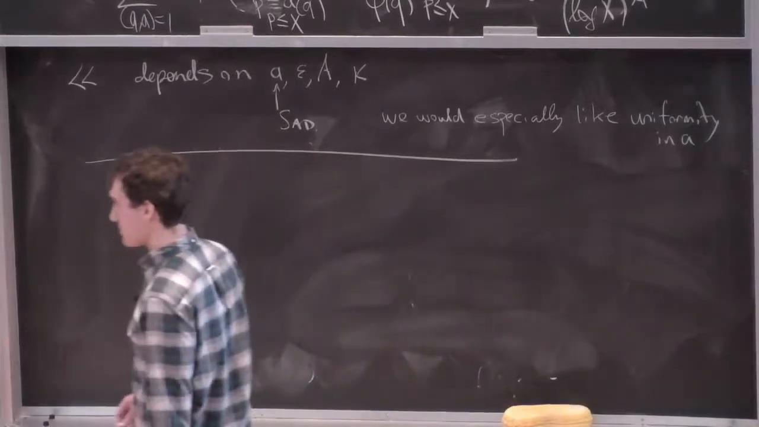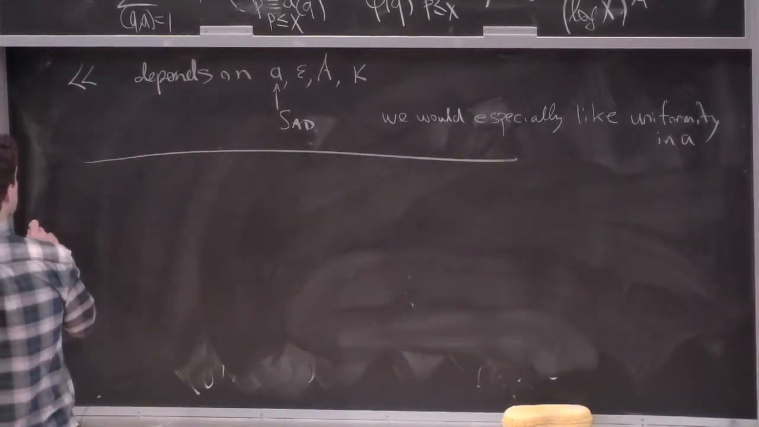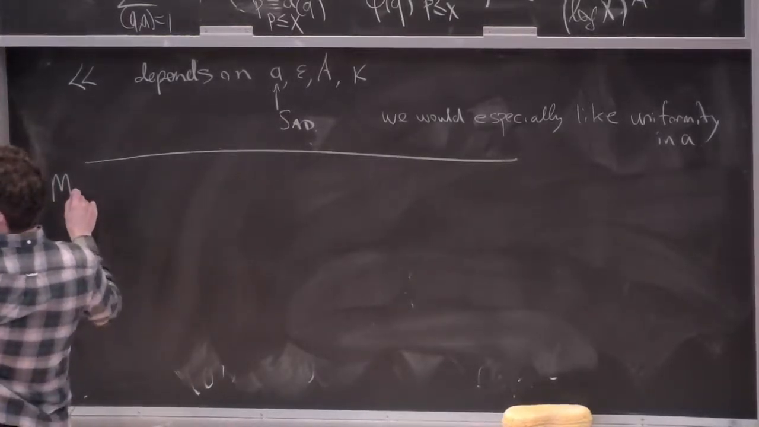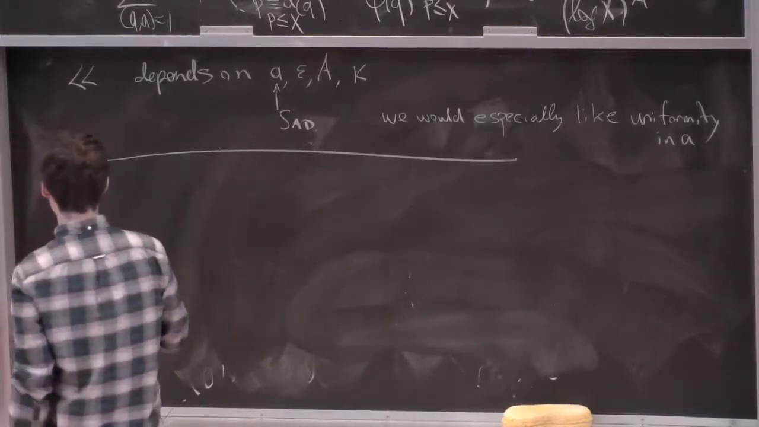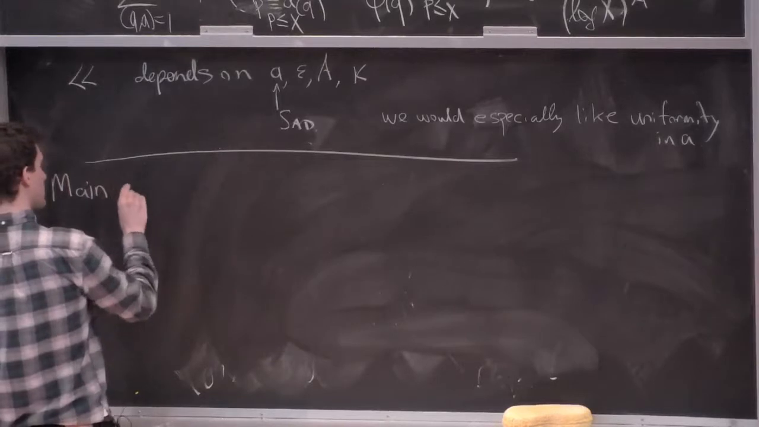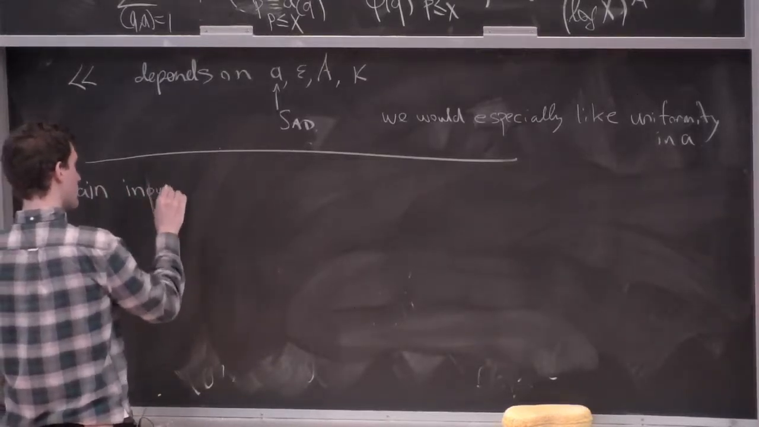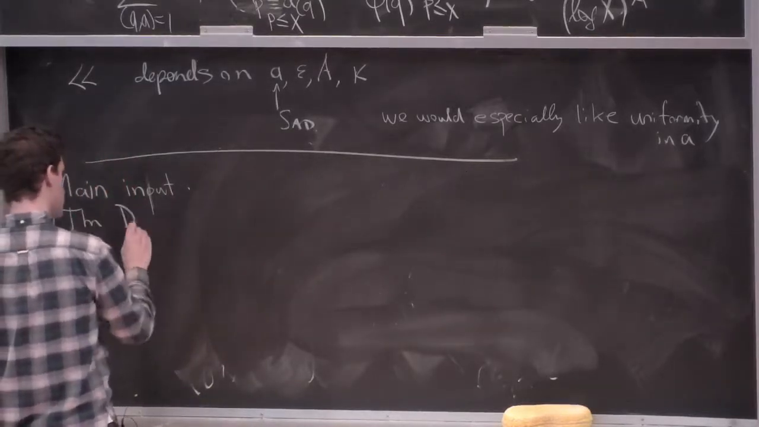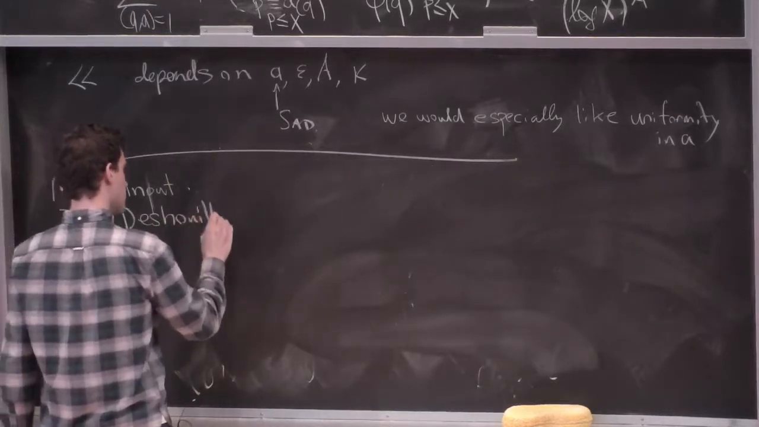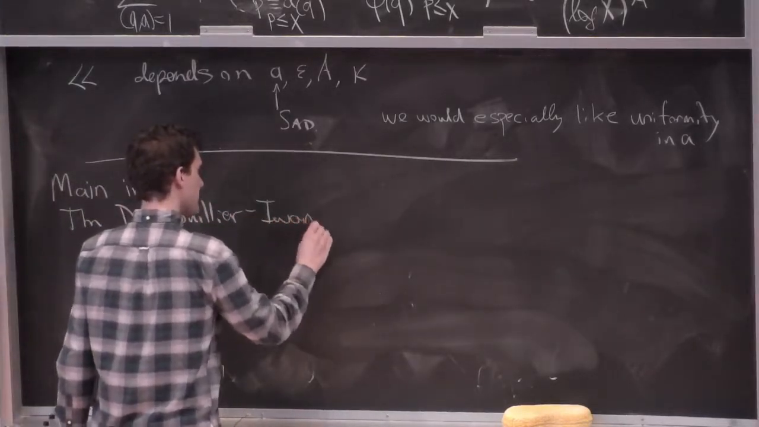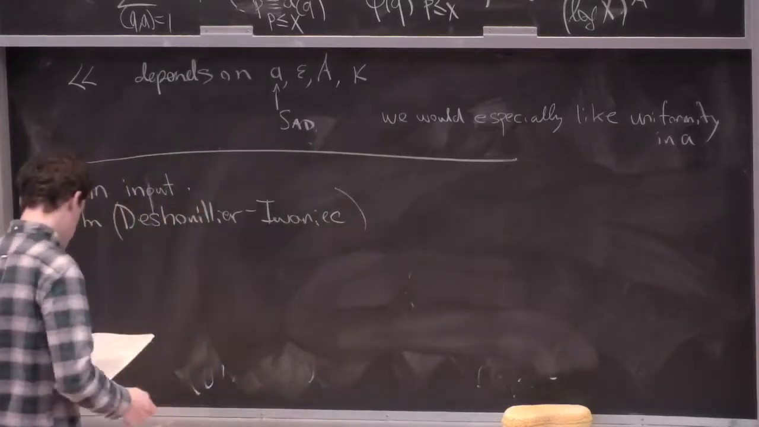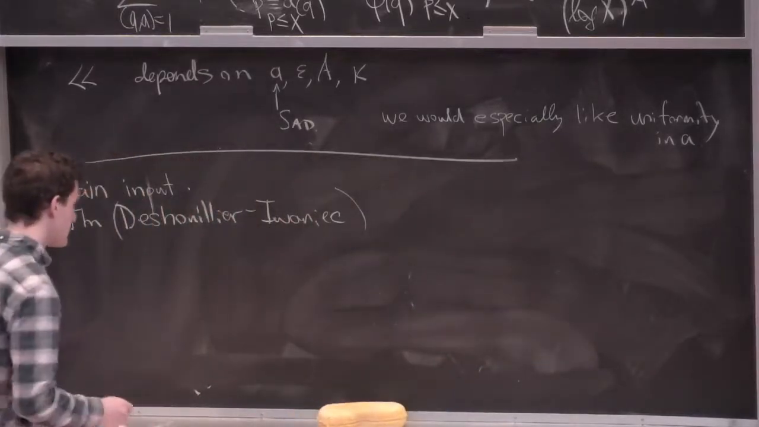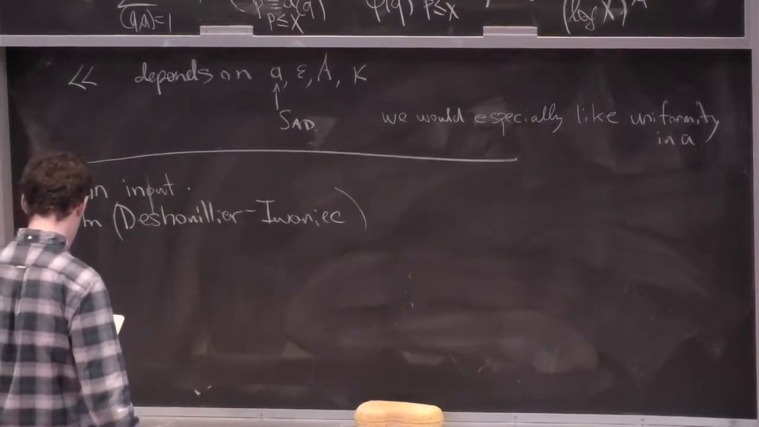Okay, so maybe I'll just say the most important, the main input into proving this theorem is a corollary of this Kuznetsov trace formula due to Deshouillers and Iwaniec. So, main input is a theorem of... Maybe I'll just state it in a very simple form, and then I'll say what a more general version is, which is the one that's actually used.